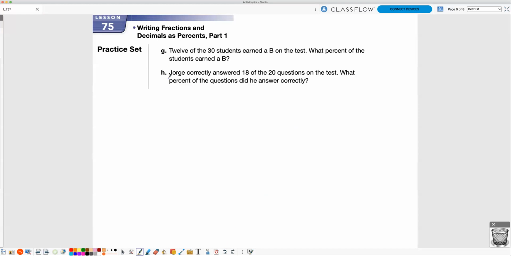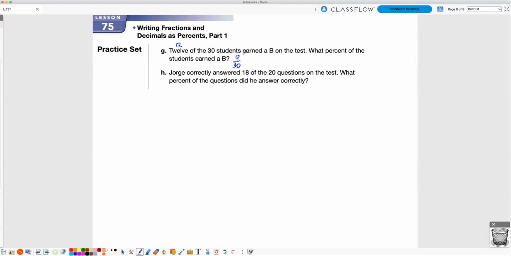Letter G, 12 of the 30 students earned a B on the test. What percent of the students earned a B? So if it's 12 of the 30 total students, that's 12 out of 30 who earned a B on the test. The percentage is simply, I can't convert that 30 into 100 very easily. I can't multiply 30 times anything to get to 100.